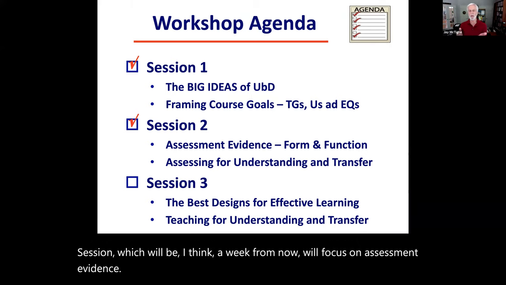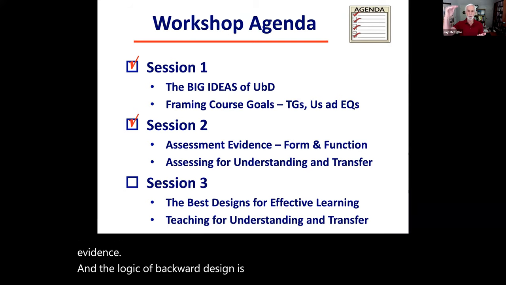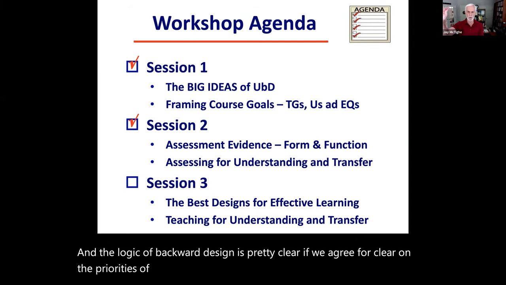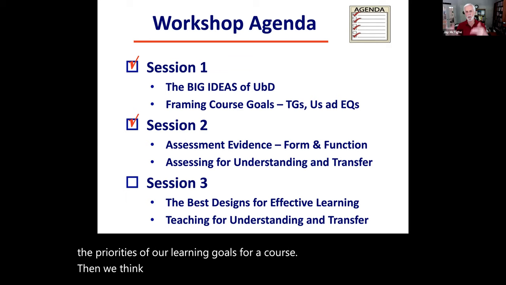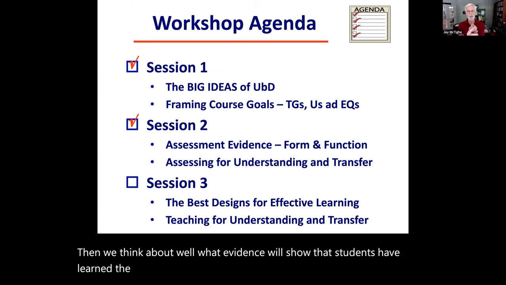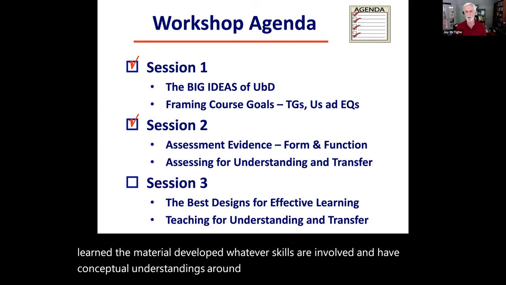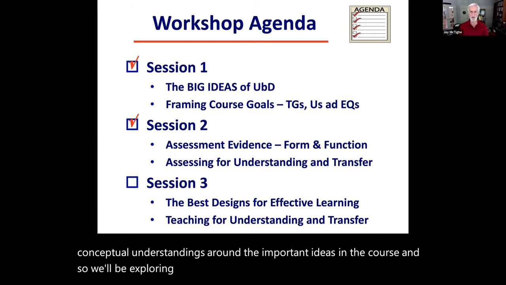Our second session, which will be, I think, a week from now, will focus on assessment evidence. And the logic of backward design is pretty clear. If we're clear on the priorities of our learning goals for a course, then we think about, well, what evidence will show that students have learned the material, developed whatever skills are involved, and have conceptual understandings around the important ideas in the course. And so we'll be exploring assessment practices in session 2.